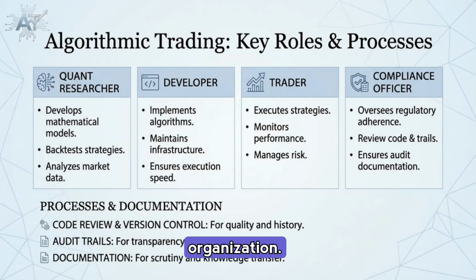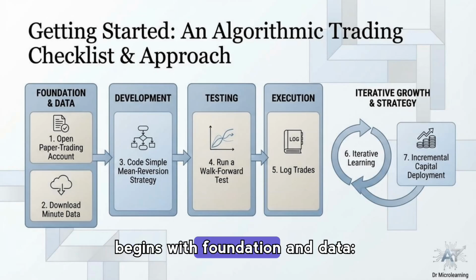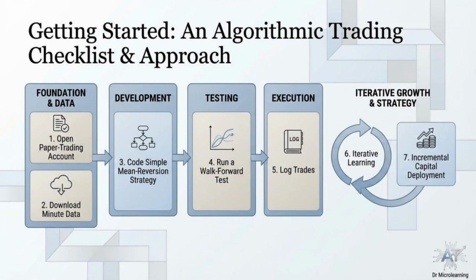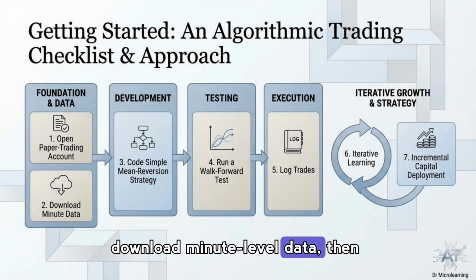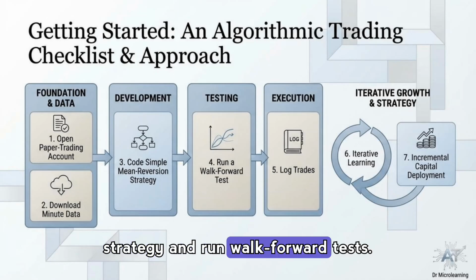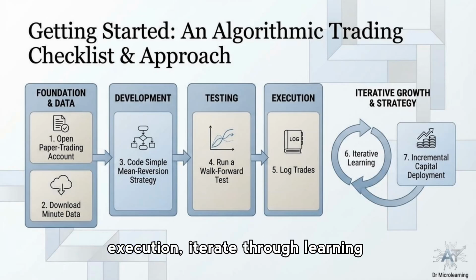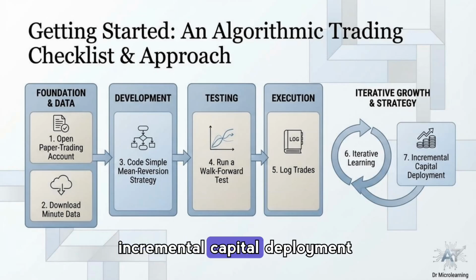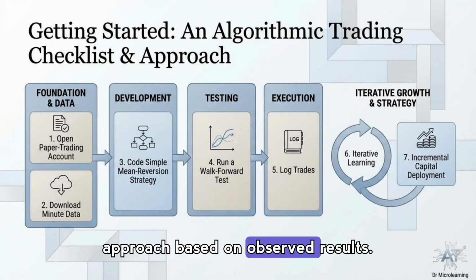A practical getting started checklist begins with foundation and data. Open a paper trading account and download minute-level data, then code a simple mean reversion strategy and run walk-forward tests. Log trades during simulated execution, iterate through learning cycles, and scale gradually with incremental capital deployment while continuously refining the approach based on observed results.